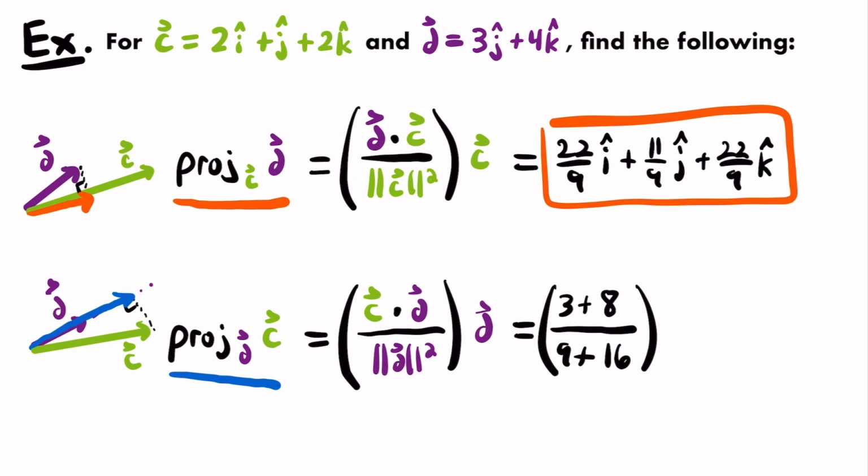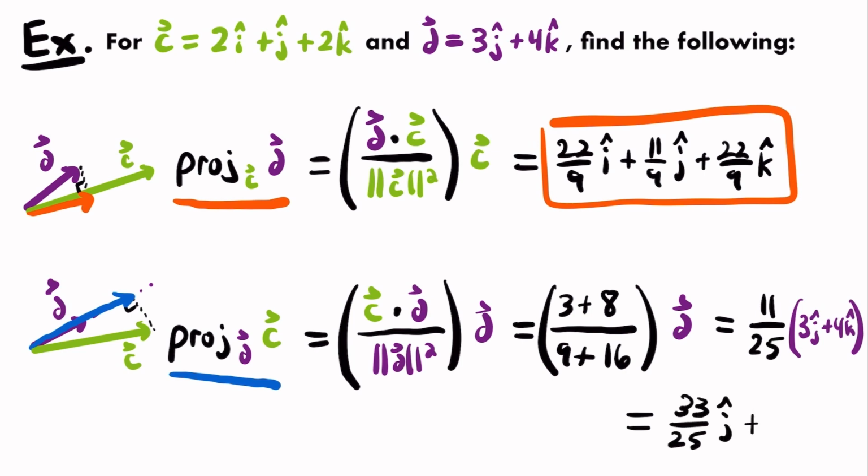Okay, so now all of this is multiplied by vector d, and 3 plus 8 is 11, and 9 plus 16 is 25, so this is equal to 11 25ths times vector d. Okay, so now let's work on performing this scalar multiplication. If I replace vector d with what it's equal to, I'll try to fit it in here as best as I can. We have 3j plus 4k. We want to multiply this scalar by both of those components, or both of those terms, and we will have a vector of 33 25ths times j plus 44 25ths times k.